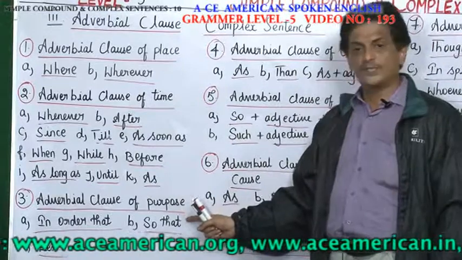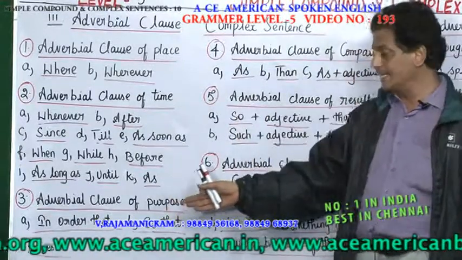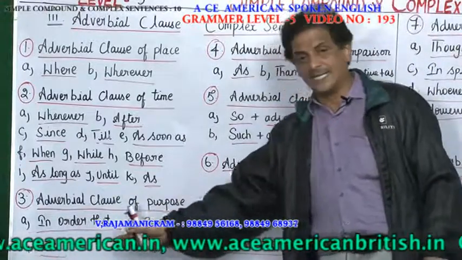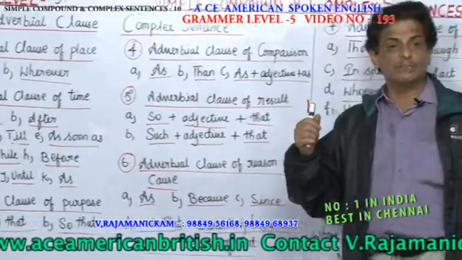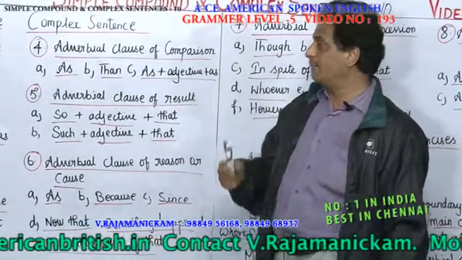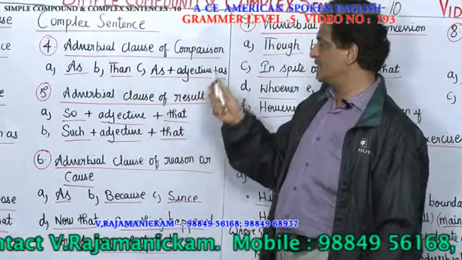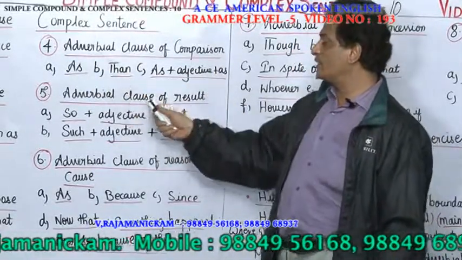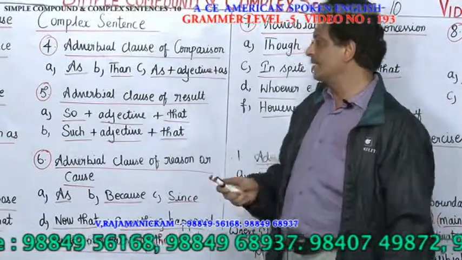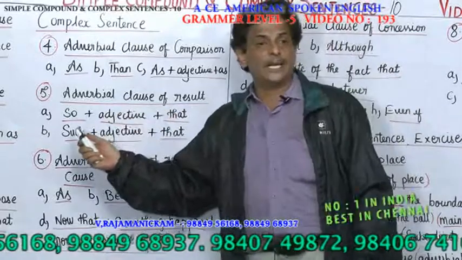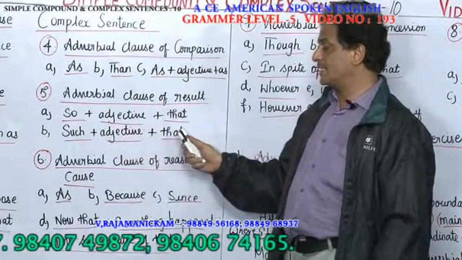Adverbial clause of purpose: you ask the main sentence verb, what is the reason? Then you get an answer with in order that, so that, lest. Adverbial clause of comparison: you ask the main sentence verb how to compare, using as, than, as plus adjective plus as. Adverbial clause of result: you find the main sentence and ask what is the result. You get an answer with so plus adjective plus that, such plus adjective plus that.